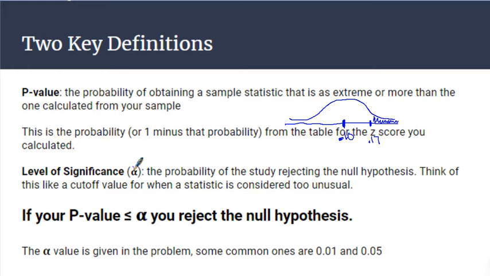If it's less than that number, that's a highly unusual sample, so we reject the null hypothesis. If it's greater than the alpha, then even though our sample is different from the mean, it could have just happened by chance, so we fail to reject the null hypothesis. Alpha value, I'm always going to give it to you. The most common ones you're going to see are 0.01 and 0.05.